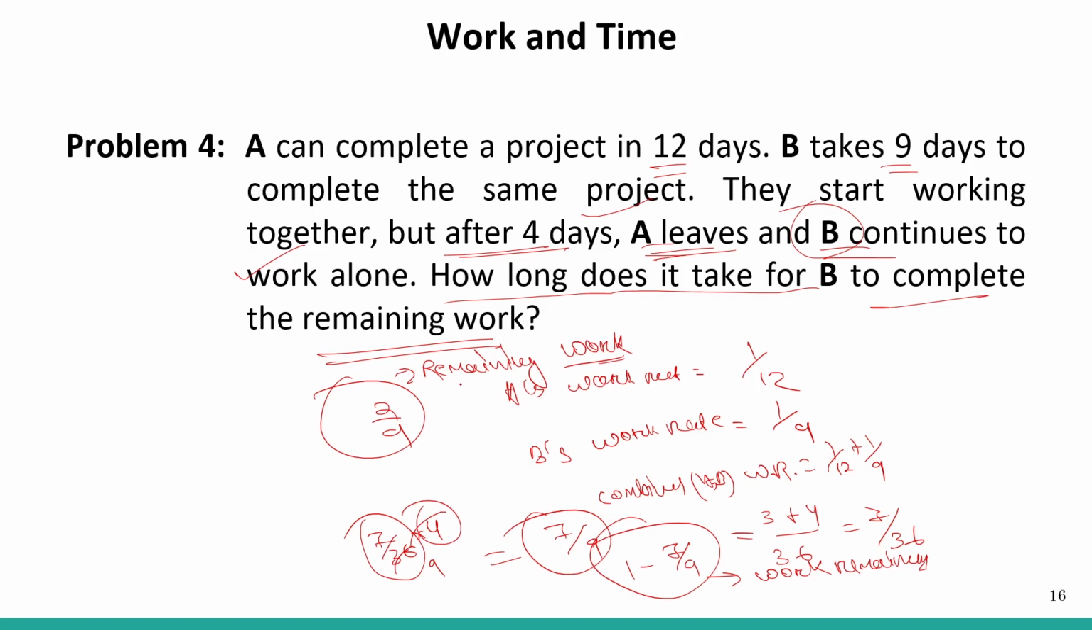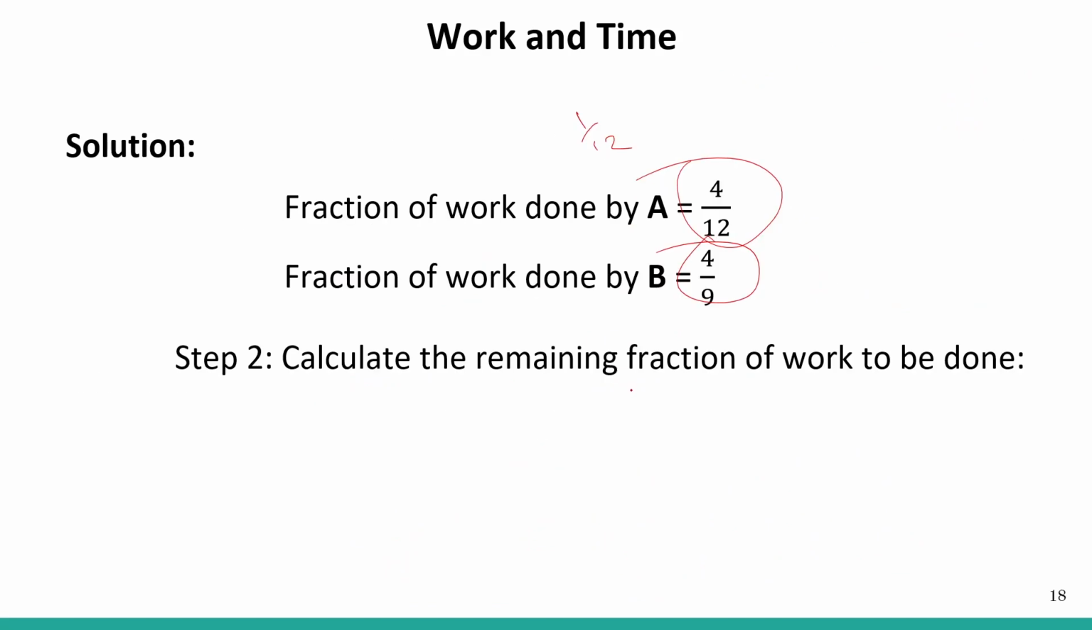So if this much work is remaining, let's solve for how much time B will take to complete the remaining work. Time is equal to work by rate. B's rate is 1 by 9, right? So 2 by 9 whole by 1 by 9 is equal to 2. So B will have to work for an extra 2 days to complete the whole task.